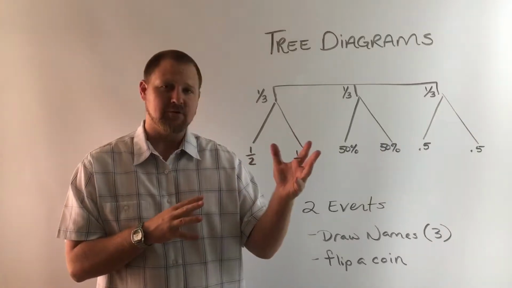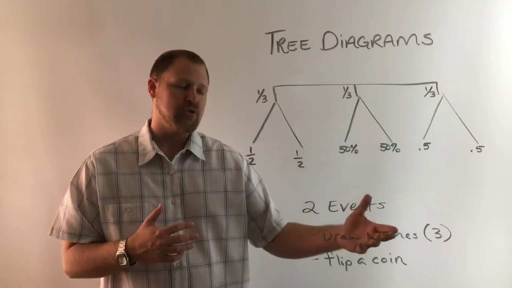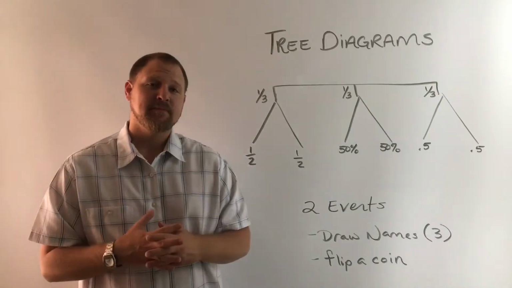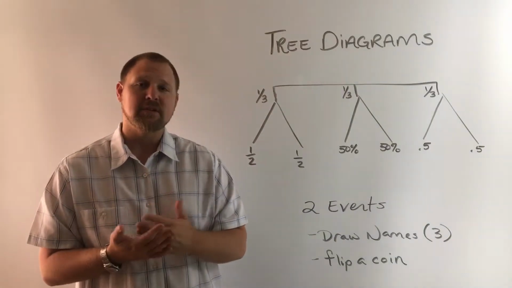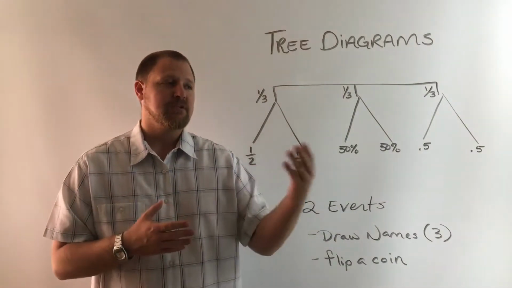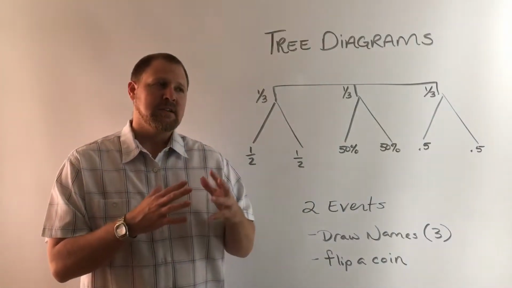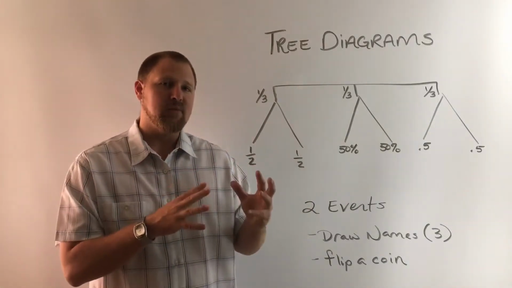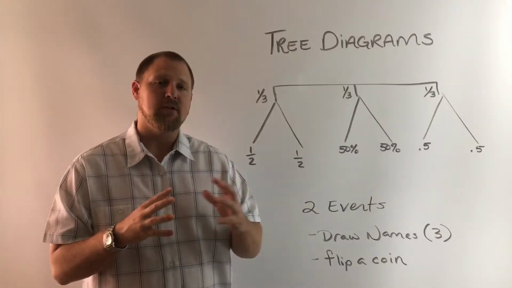This is a theoretical tree with 2 possible events. The 2 possible events here: we're going to draw names, and there are only 3 names. And then after we draw a name, we're going to flip a coin. The options of flipping a coin are either heads or tails. A tree diagram is good for modeling both experimental and theoretical because it's pretty easy to label a tree diagram, and it's pretty easy to spread it out and use it however you need.